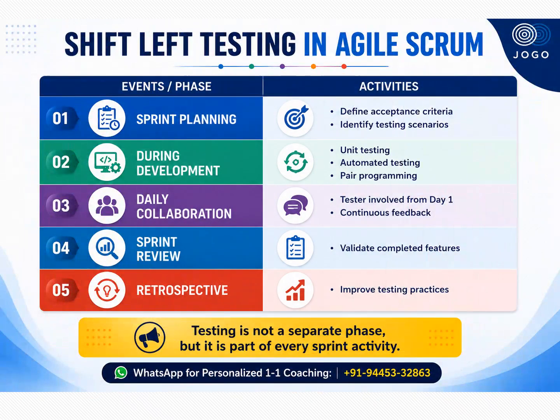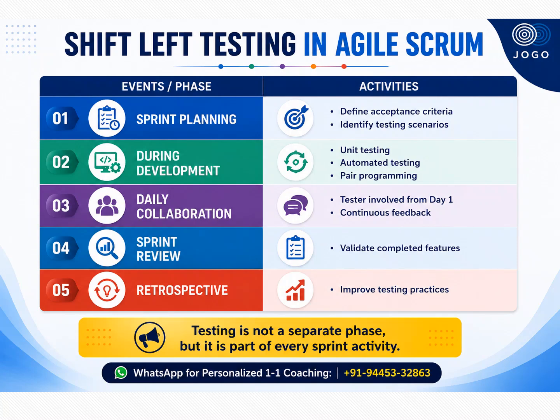Now let us understand how to implement shift left testing in the Agile or Scrum projects. We will have 5 events in the Agile projects: sprint planning, development, daily collaboration, sprint review, and retrospective. And the activities that we can do to implement shift left testing are: during the sprint planning meeting, we need to define the acceptance criteria clearly, and also we need to identify the testing scenarios for all the requirements or the user story. So we can do these activities.